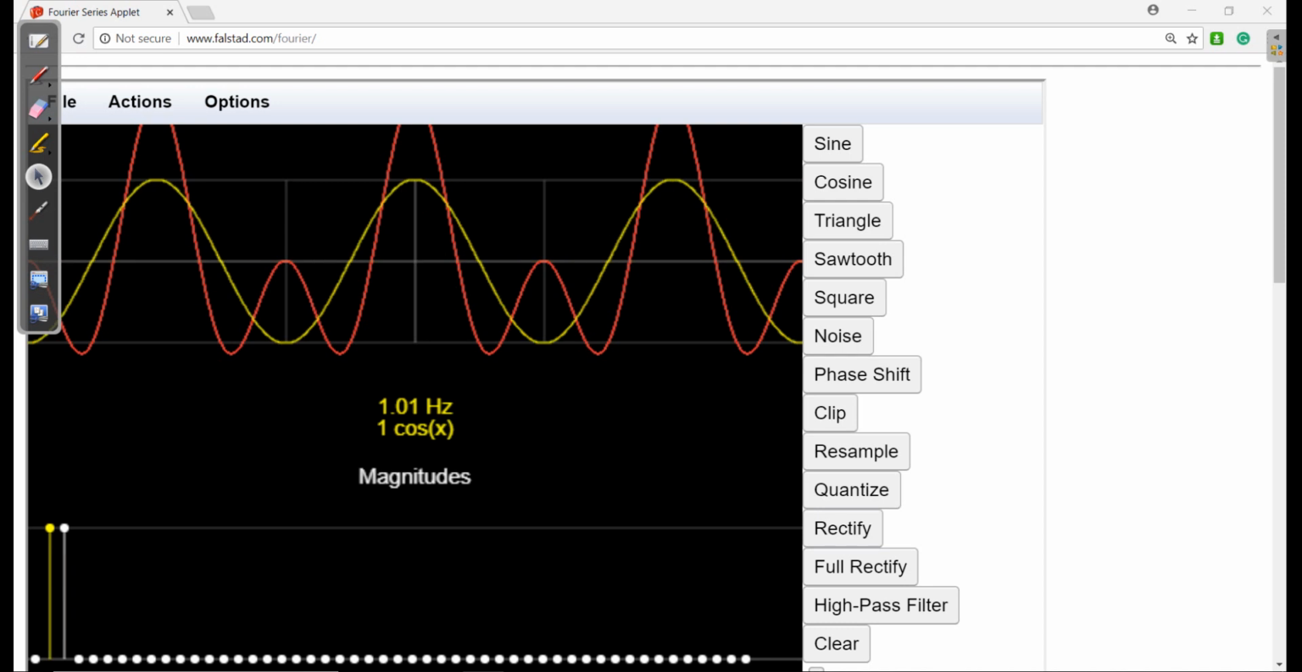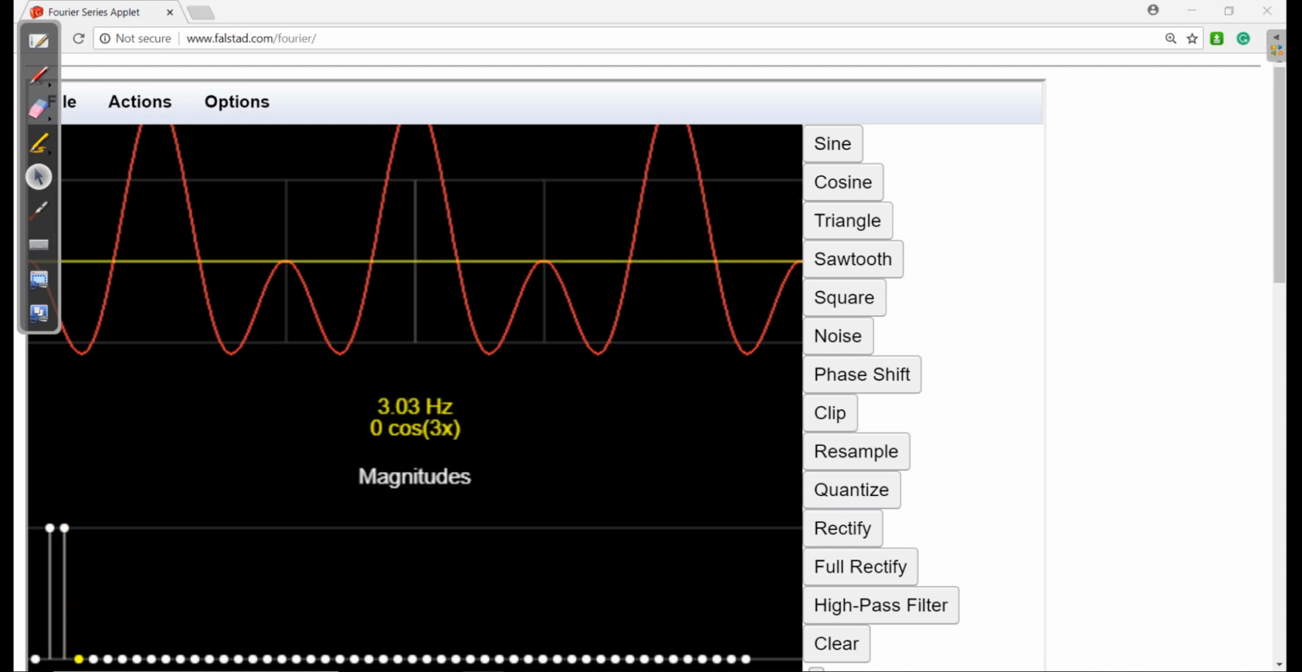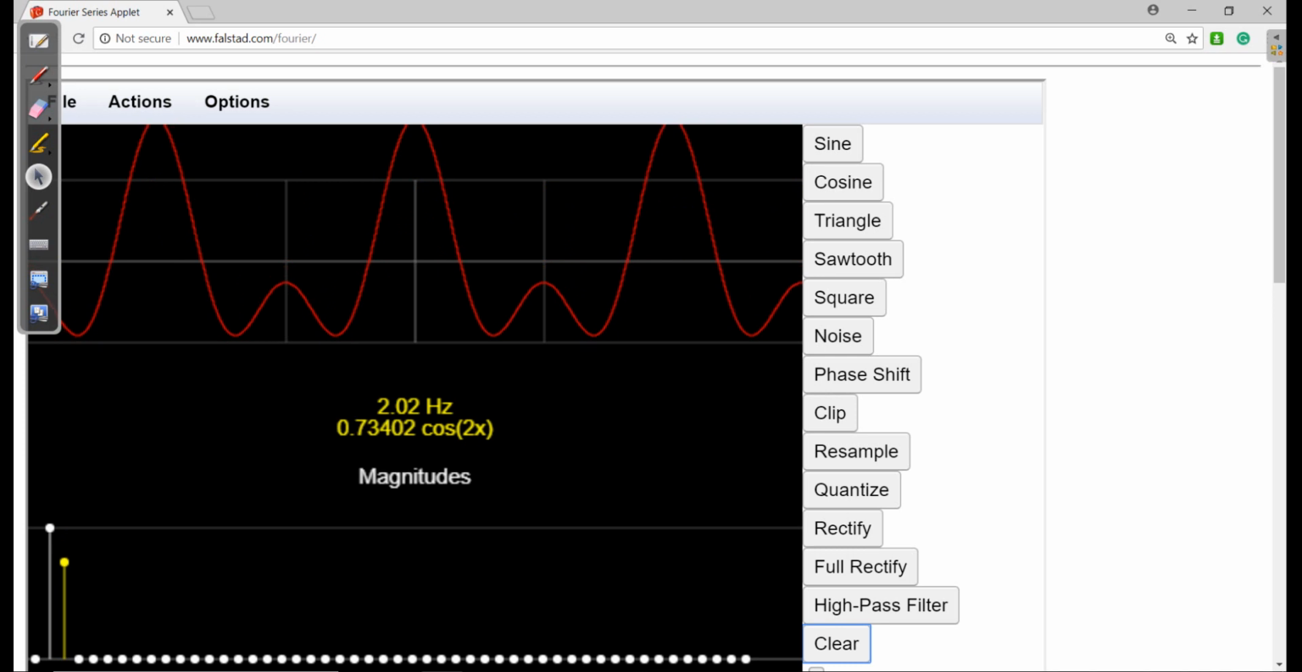And what is this? This is the K, and the height of this K indicates the amplitude. So if we reduce the amplitude, you can see the change in the waveform, the resultant waveform.